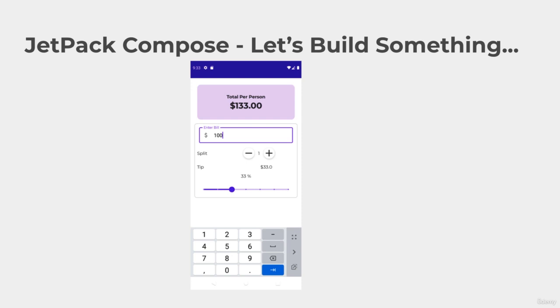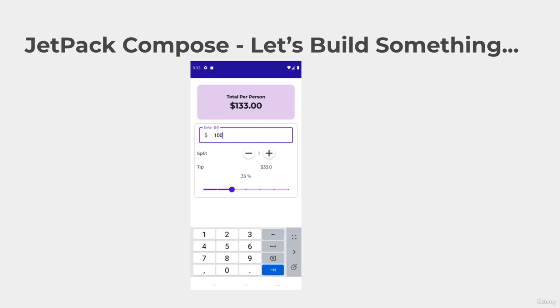So as you know, the whole point of this course is to get you going with Jetpack Compose, which means that we're going to be building things. I don't want to make this a boring situation where you're just learning concepts, but we're going to be building things and we'll learn that way. So, what is it that we're going to be building next?